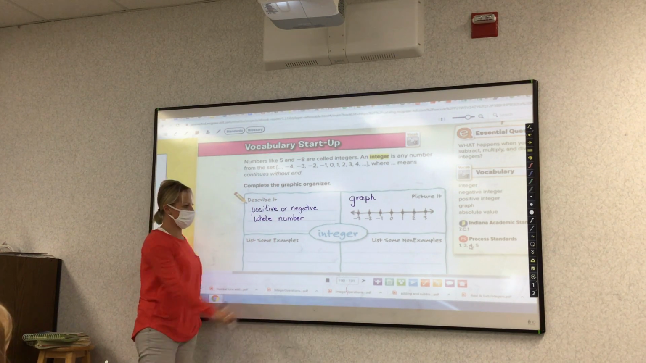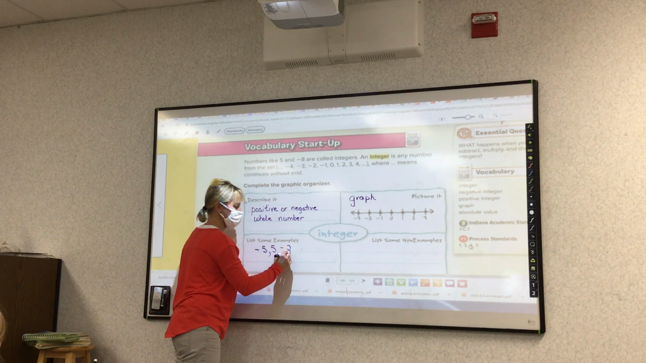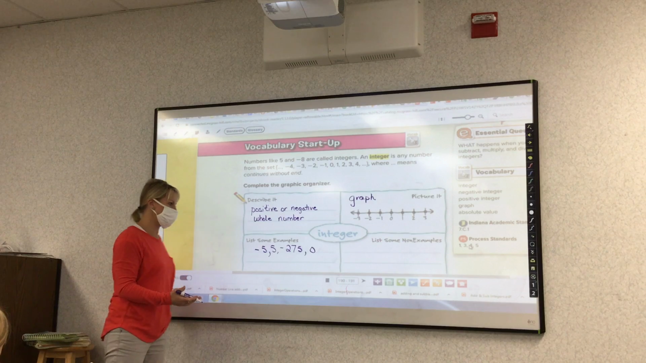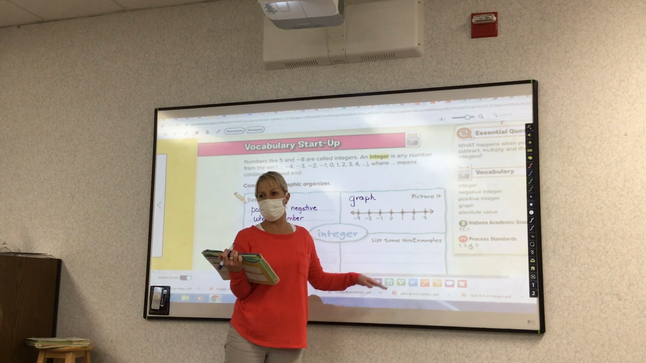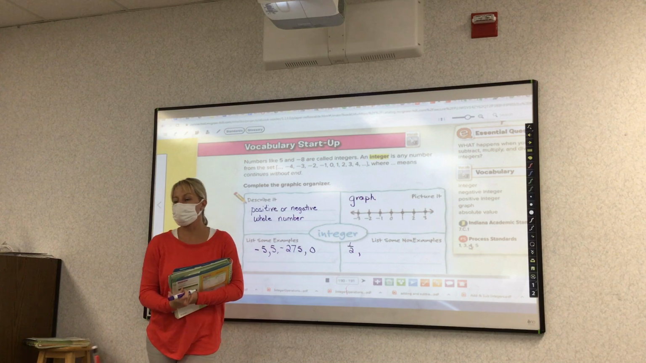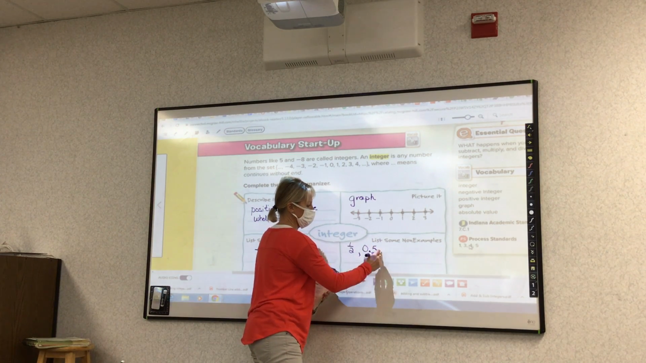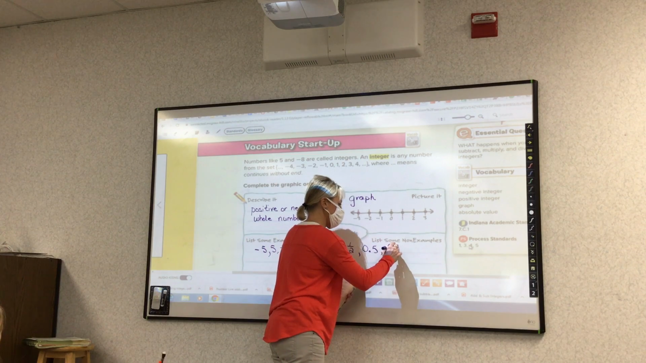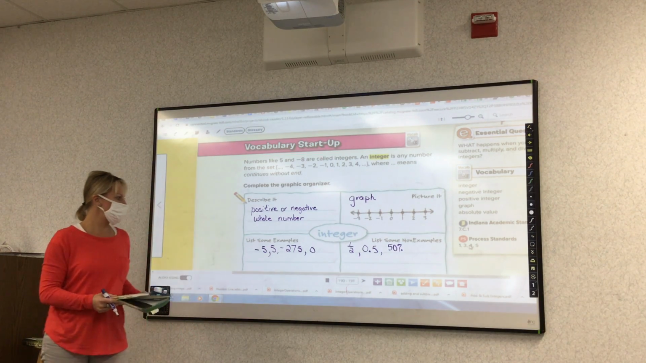So some examples of an integer would be negative 5, 5, negative 275, 0. They're all whole numbers. They're negative and they're positive. Some non-examples, that means these cannot be an integer, would be fractions. And a fraction can always be turned into a decimal. So a decimal is not an example. And a percent is not an example. Those are some non-examples.